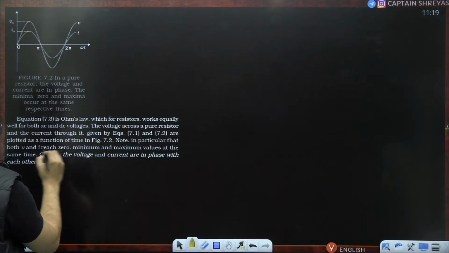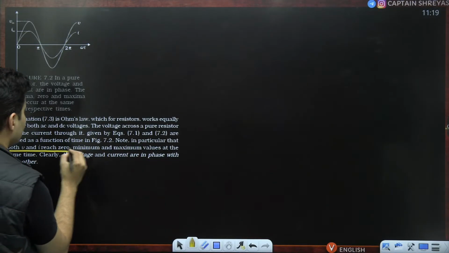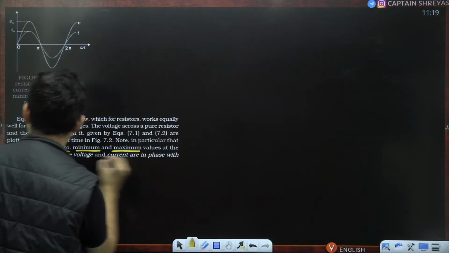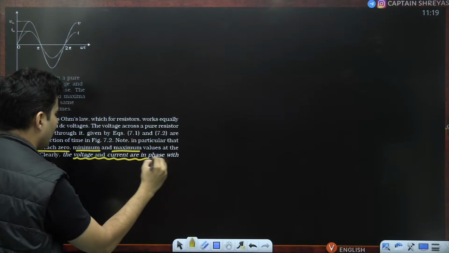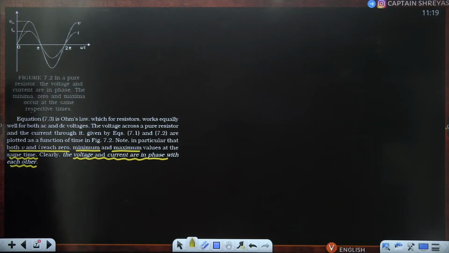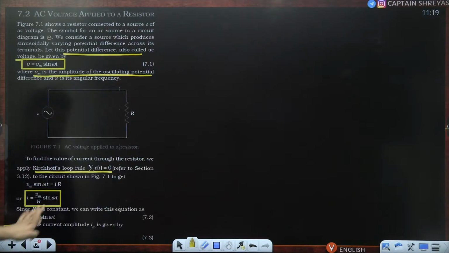Note in particular both V and I reach zero, minimum and maximum at the same time. Clearly the voltage and the current are in phase with each other. These are the important lines in this.